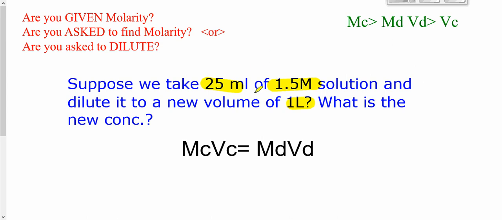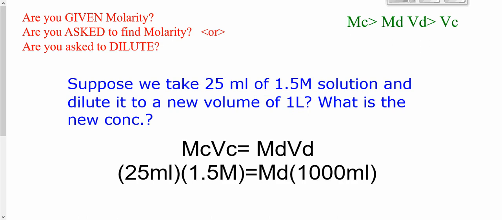Again, the word of is a linking word. It means these go together. These are either both the concentrated or both the diluted. Let's take a look at what it says. Suppose we take 25 mL of 1.5 molar and dilute it. Well, if I'm going to dilute it, these must have been my concentrated values. Milliliters is a measure of volume, and molar is obviously a measure of molarity. So those will end up on this side of the equation, and the 1 liter will end up being the volume of the diluted.